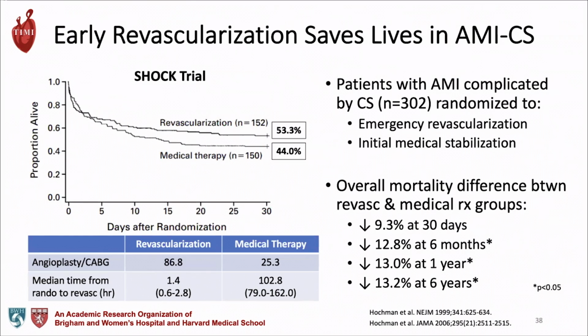The only evidence-based therapy that we have for reducing mortality from acute myocardial infarction-related cardiogenic shock comes from the SHOCK trial, which is now 20 years old. This was a small study of 300 patients that randomized patients to either emergency coronary revascularization or initial medical stabilization. And what the trial found is that there was a significant reduction in mortality at 6 months that persisted a year later and at 6 years later.